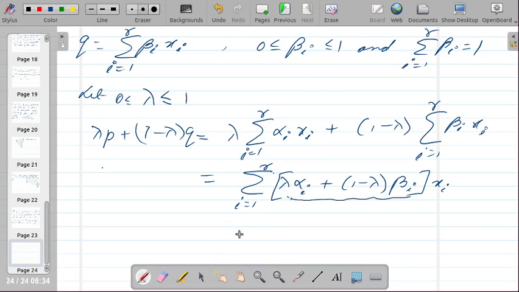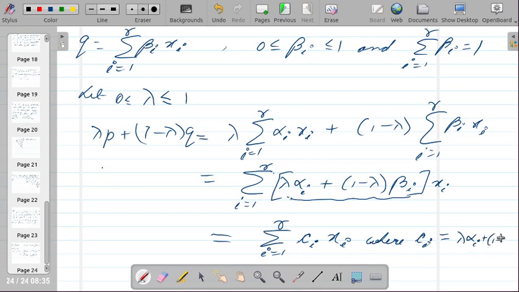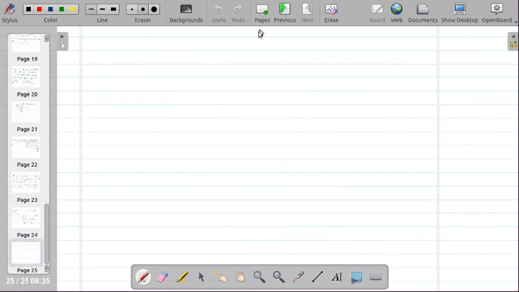Now if I want to show that this is inside C, what should happen? I have to show that each of these scalars is lying between 0 and 1, and the sum of all these scalars is equal to 1. This is what I have to show. So let us write it in a short form. Summation i goes from 1 to r, say ci xi, where ci is lambda into alpha i plus 1 minus lambda into beta i. Now we have to find out whether 0 less than or equal to ci less than or equal to 1 or not.